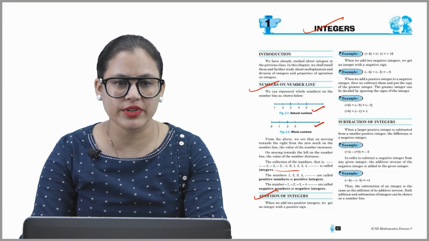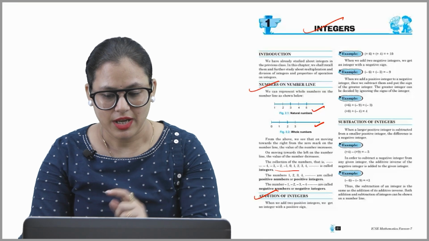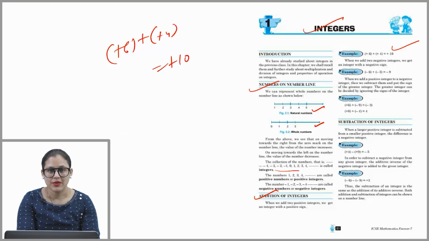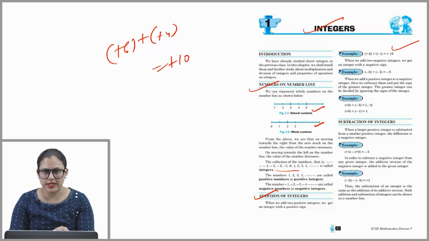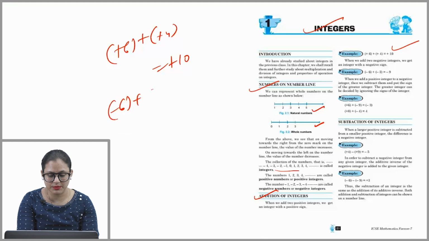Addition of integers. When we add two positive integers, we get an integer with a positive sign, okay? For example, +6 plus 4 is equal to +10. When we add two negative integers, we get an integer with a negative sign. -6 plus -3 is equal to -9, right?